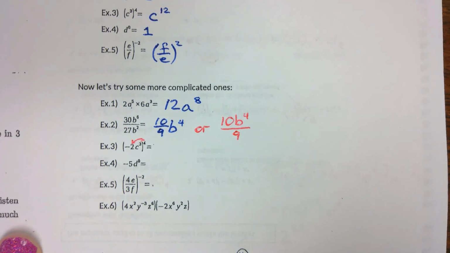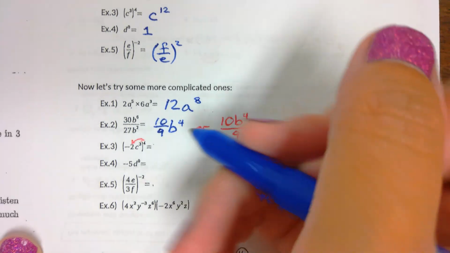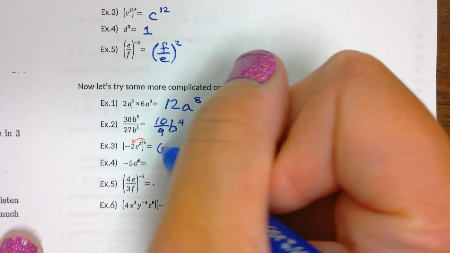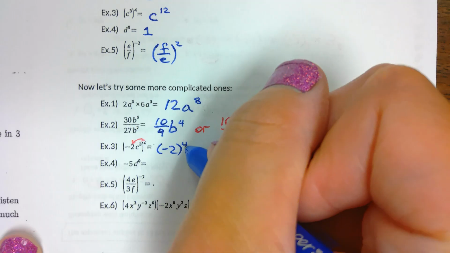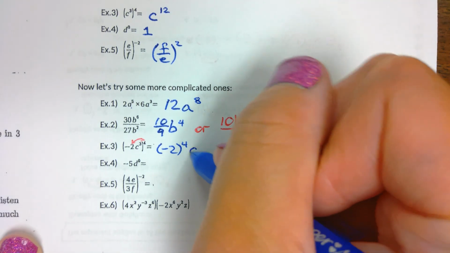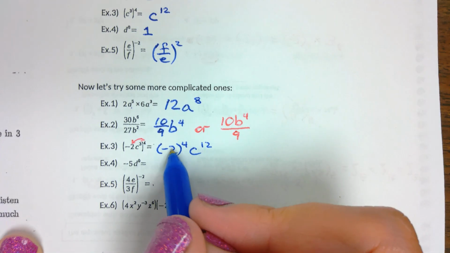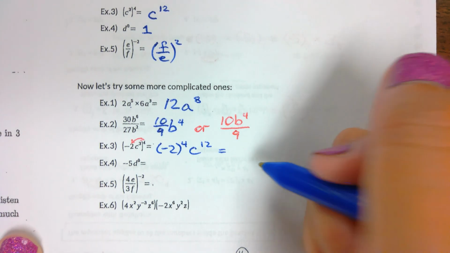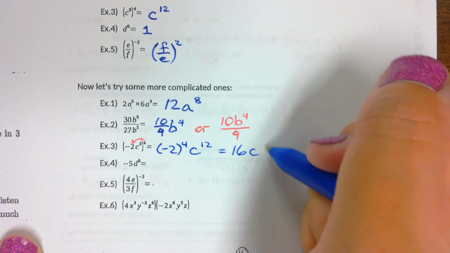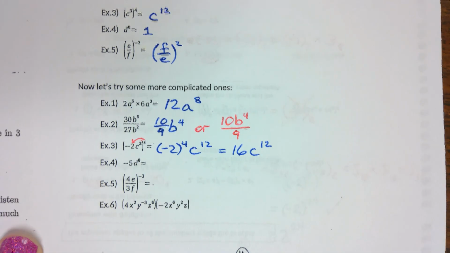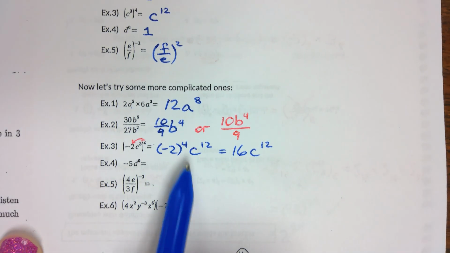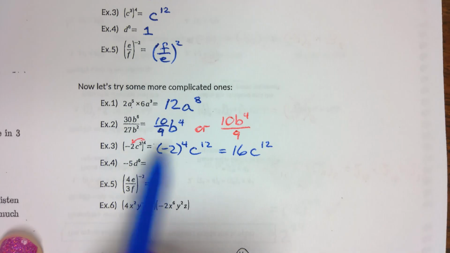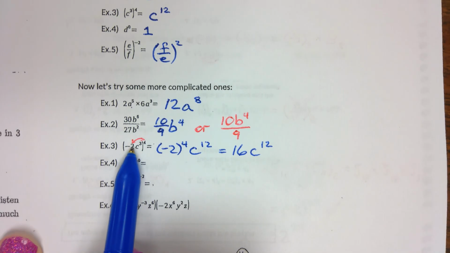So Derek, how would it change? Negative 2 to the 4, c to the 12. Yeah, negative 2 to the power of 4, c to the power of 12. But what is negative 2 to the 4? Yeah, so you can just simply write 16c to the 12. Okay, so this is just to show you your exponent applies to the coefficient as well. A lot of people miss this.